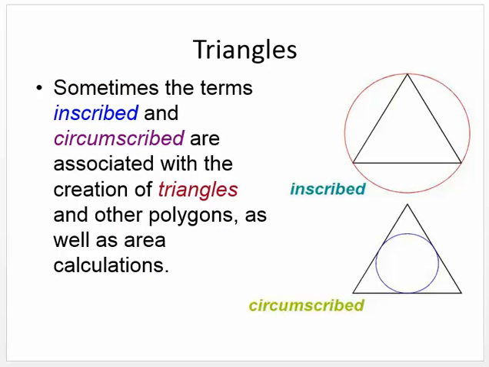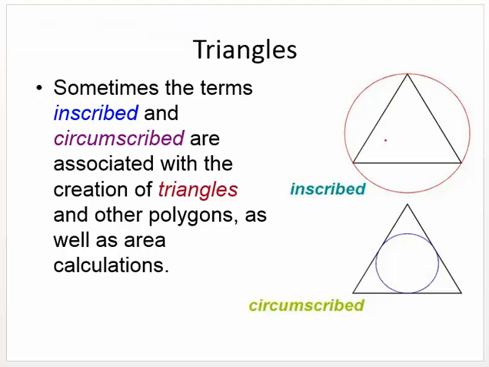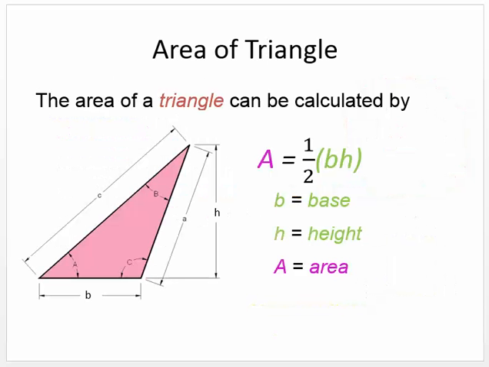Triangles and circles. I'm not going to spend a lot of time on this. Inscribed means the triangle is inside the circle. Circumscribed is kind of the opposite. If I look at it and say inscribed means it's inside, then if it's not inside, it has to be circumscribed. And that's kind of how I remember that.